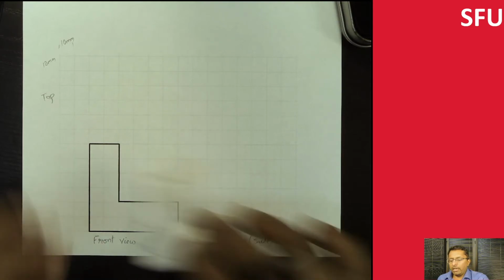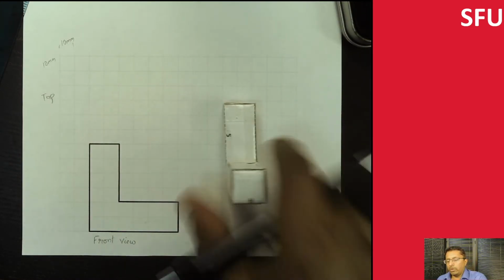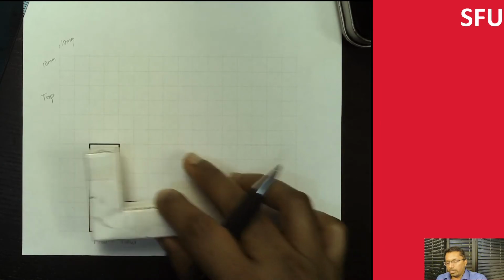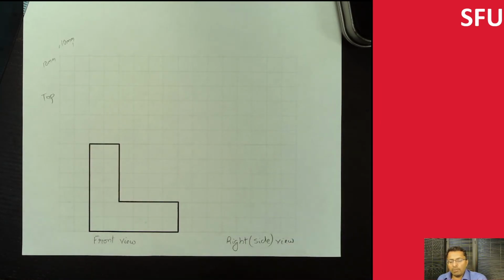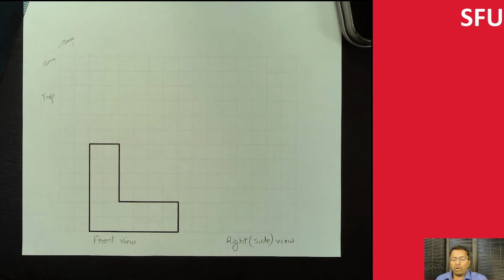Obviously I can put my front view here, and then the right view over here, and then the top view somewhere in my neighbor's notes. But that's not very useful. Typically what we try to do, because there is going to be some relation between the views, is align the views as much as possible.